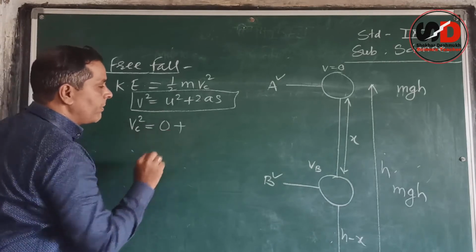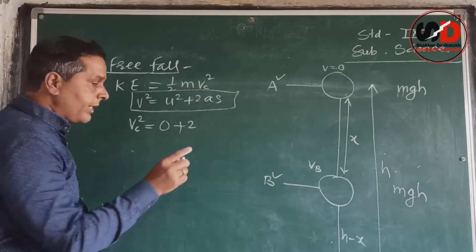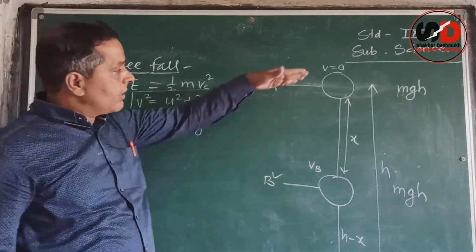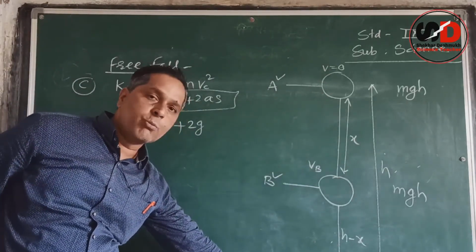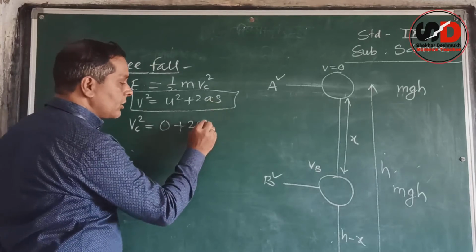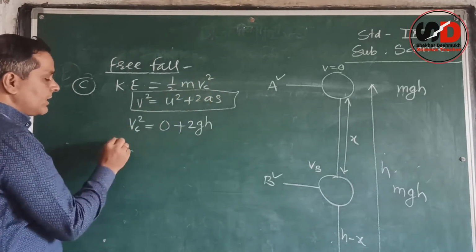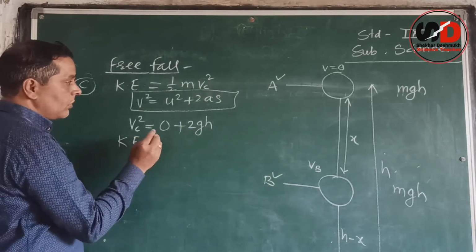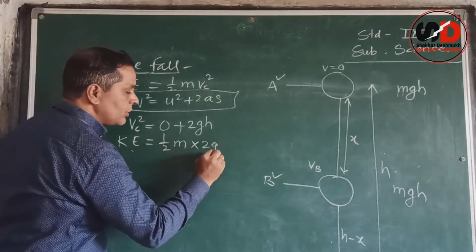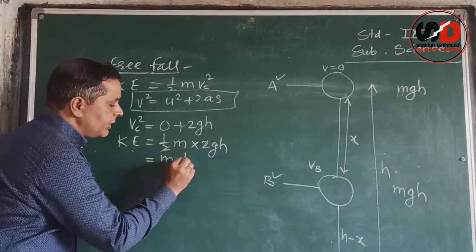is 0 plus 2 into g, gravitational acceleration instead of a. S means displacement. The object is falling from A and reaches point C, so the distance traveled is h. So it is 2gh. Put this value 2gh into the kinetic energy equation: half m into 2gh. It cancels, so it is mgh.